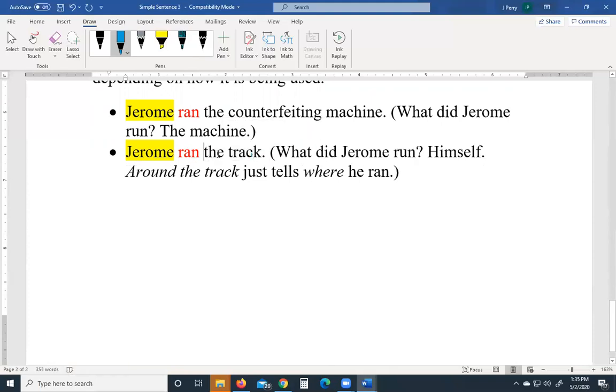But again, Jerome ran what? What is receiving the action of the running? It certainly isn't the track. The track is not running, okay? His feet or his body is. So again, he's running himself around the track.